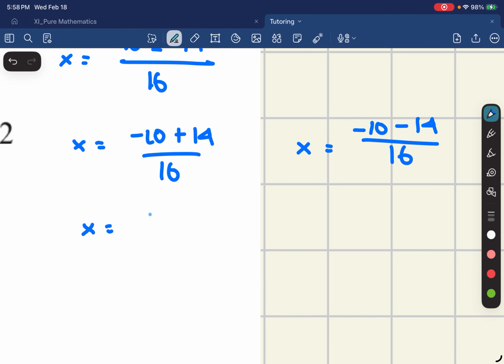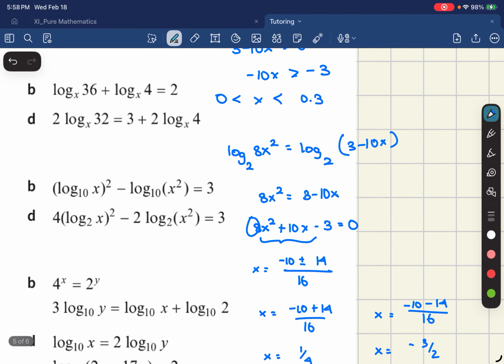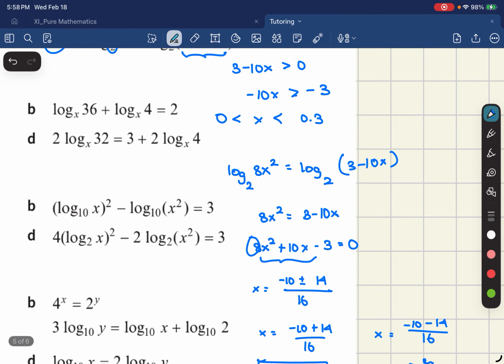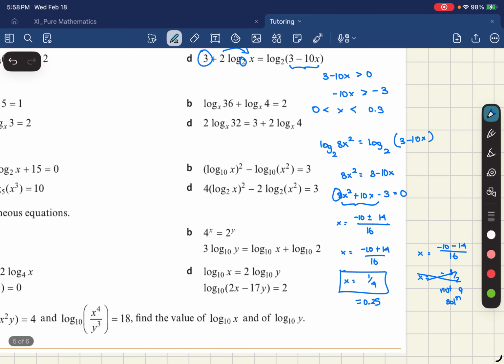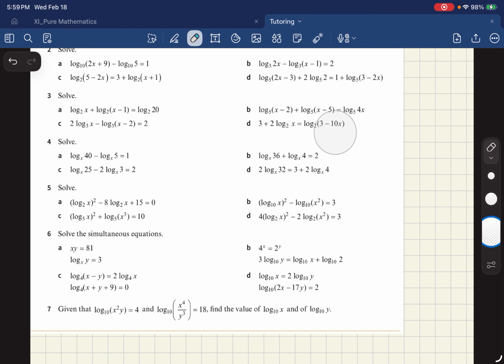So this tells me that x is going to be 4 over 16, that is 1 over 4, and x is going to be minus 24 over 16, that is minus 3 over 2. But remember, we said that our x is bigger than 0, so this negative value is not a solution. Therefore, our only solution is 1 over 4. And 1 over 4 is 0.25, so it is actually less than 0.3. So x equal to 1 over 4 is your solution. Let me just check. It should be 1 over 4, yes. So that is your only solution.